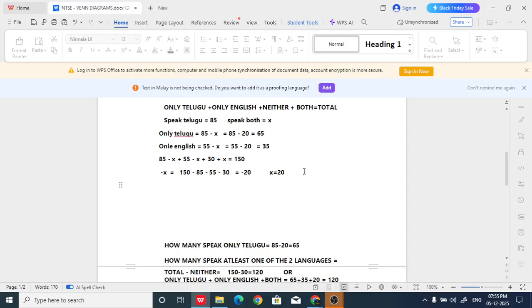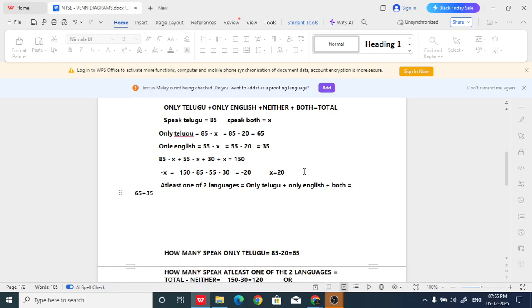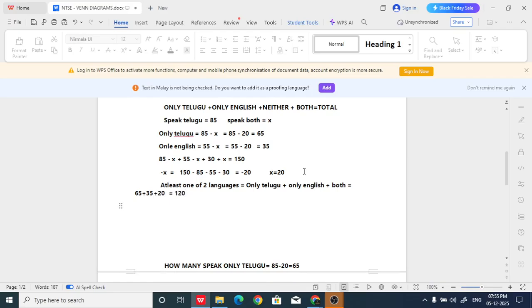At least one of the two languages equals only Telugu plus only English plus both. Both also you have to write, because at least there are. 120, sir. So 120. Only Telugu is 65, only English is 35 and both is 20. So 120. Correct? This can be done like this.